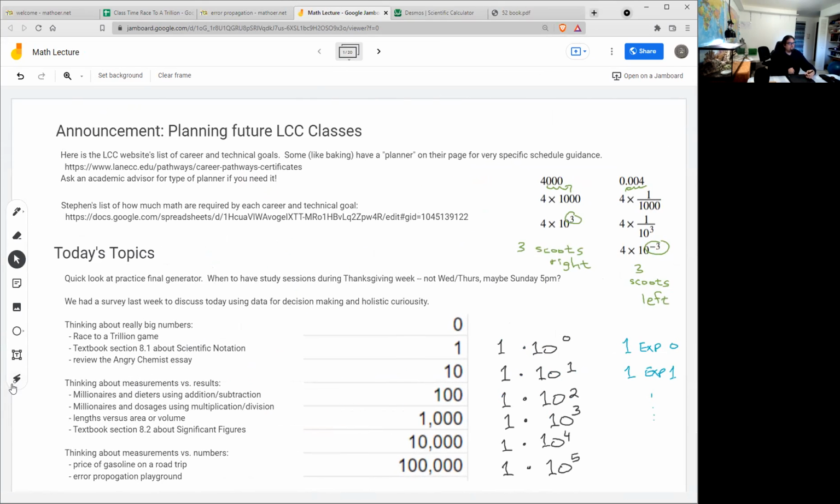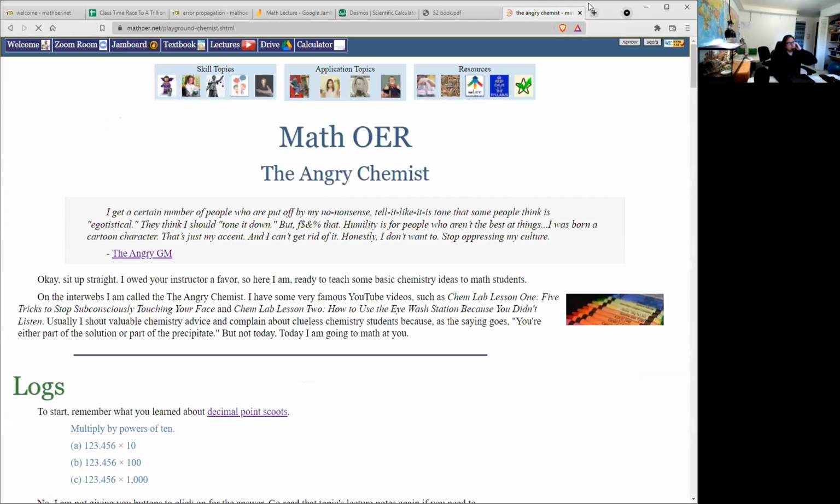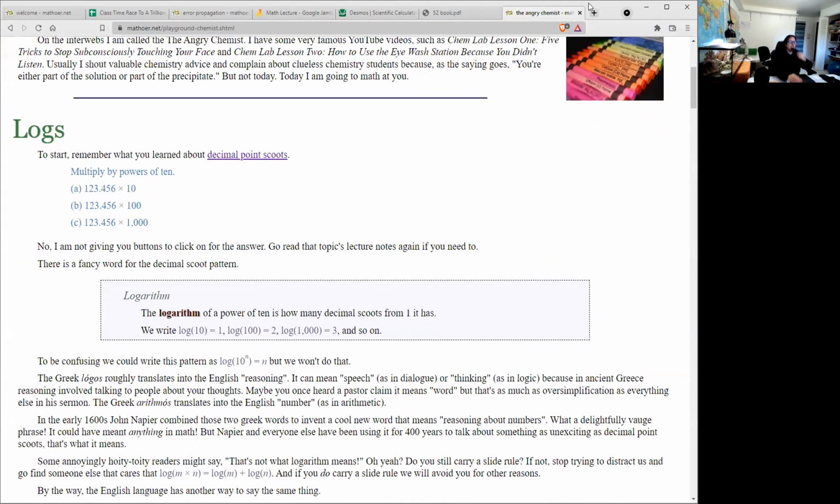Let's review that by looking at the Angry Chemist essay. In the Angry Chemist essay, we were starting by looking at decimal point scoots, reviewing what we just said. Times 10 is 1 scoot to the right, times 100 is 2 scoots to the right, times 1,000 is 3 scoots to the right. So counting how many zeros, counting how many scoots, mathematicians wanted a word for that. So the word is logarithm. Logarithm of 10 is 1 scoot. Logarithm of 100 is 2 scoots. Logarithm of 1,000 is 3 scoots, and so on.